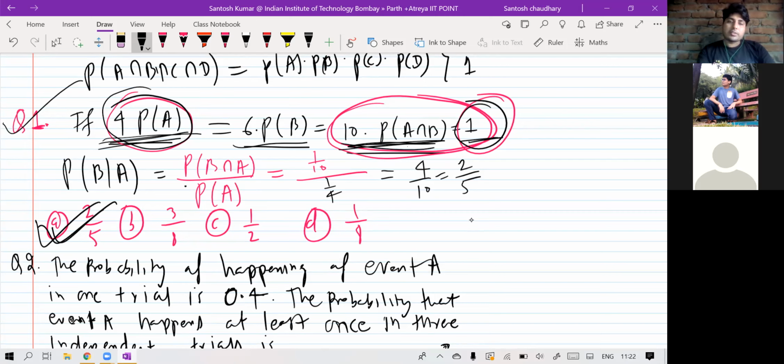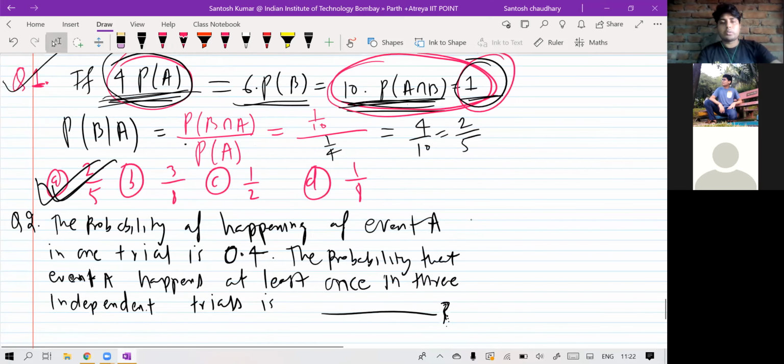So the other way you can do it like this: 4 upon 10 PA. Then PA will cancel, 4 upon 10 will remain. Does anyone have a doubt in the first question? No, sir. Yeah, that's very easy. You think in your way, you will be able to.